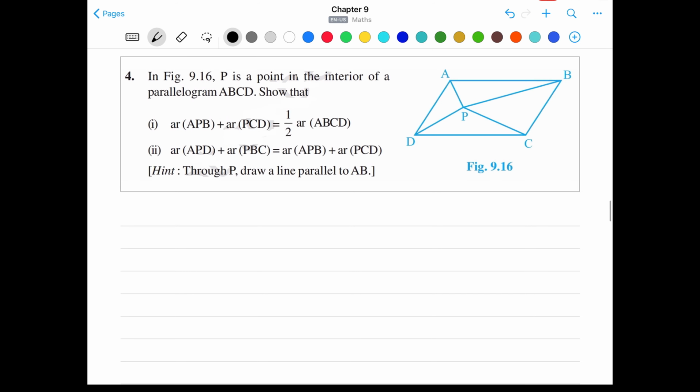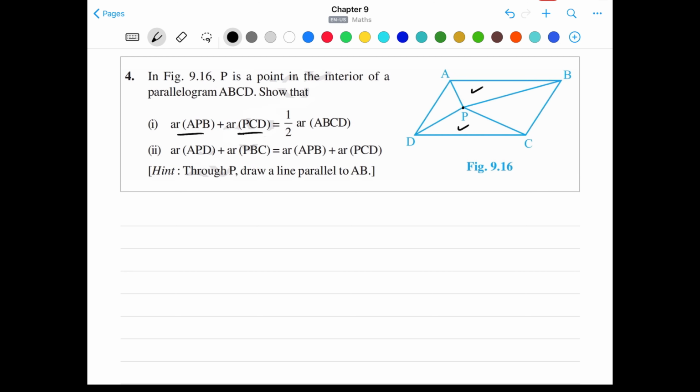Now moving ahead to the next question, we have question number 4. In figure 9.16, P is a point in the interior of a parallelogram ABCD. So we have this parallelogram ABCD and there is a point P in the interior of the parallelogram ABCD. We have to prove two things here. First is that the sum of the areas of triangle APB and triangle PCD, APB is this one and PCD is this one, is equal to half the area of parallelogram ABCD.